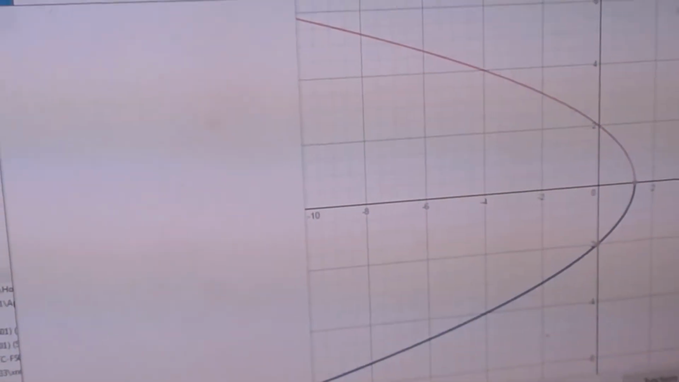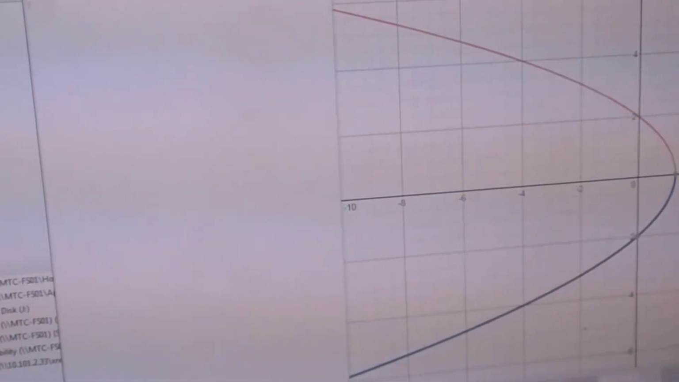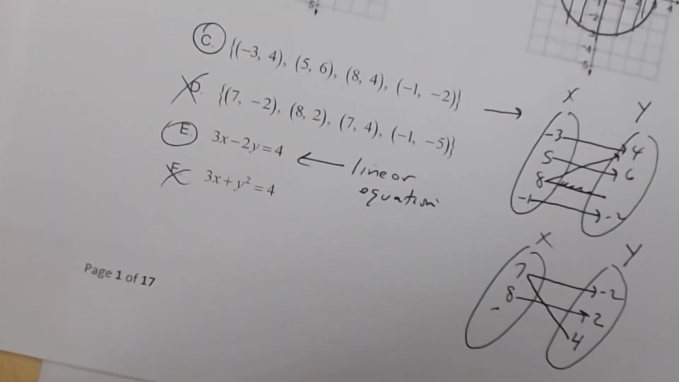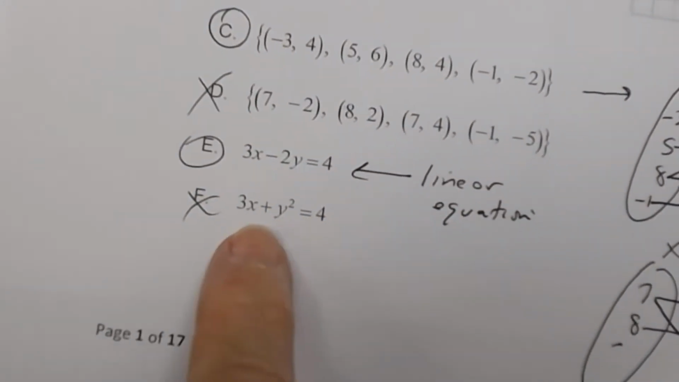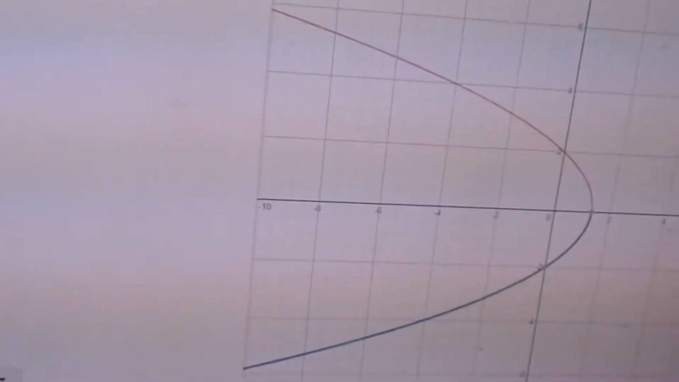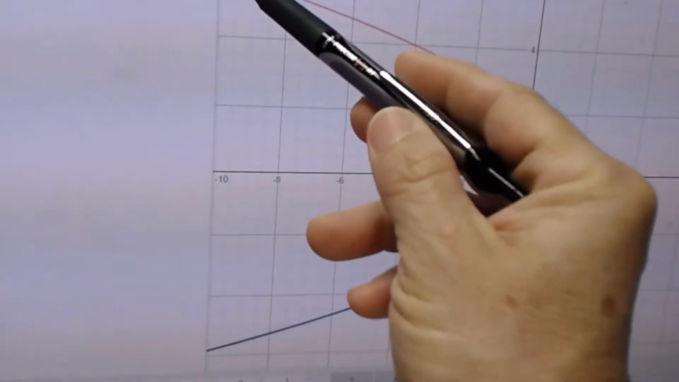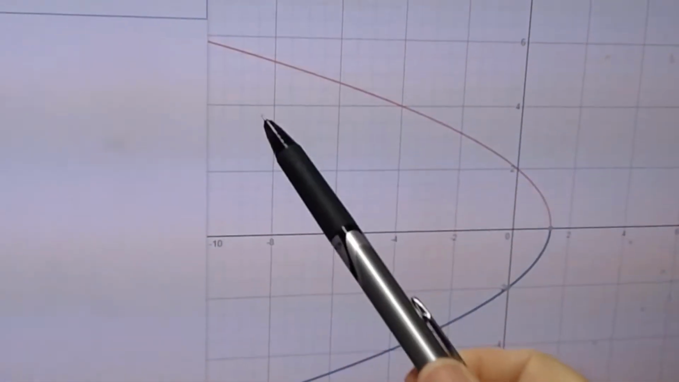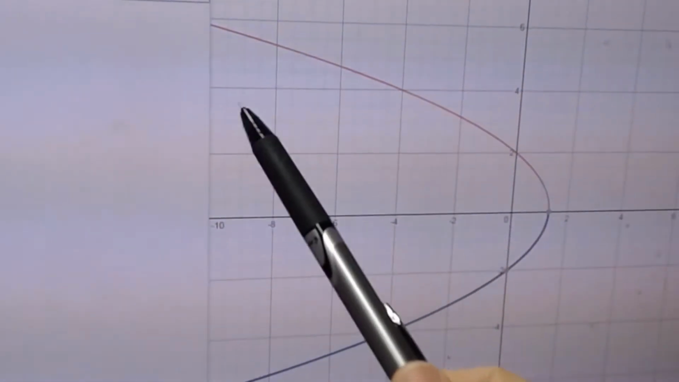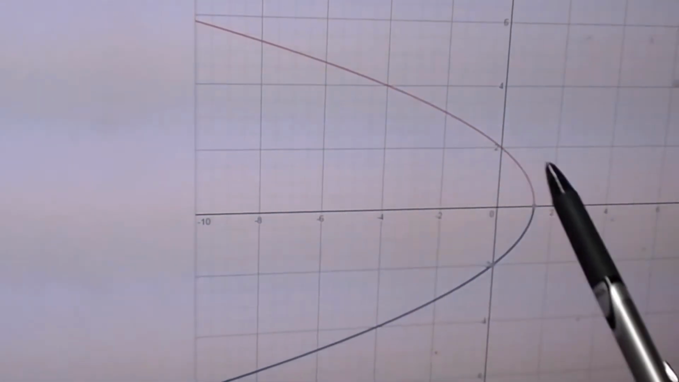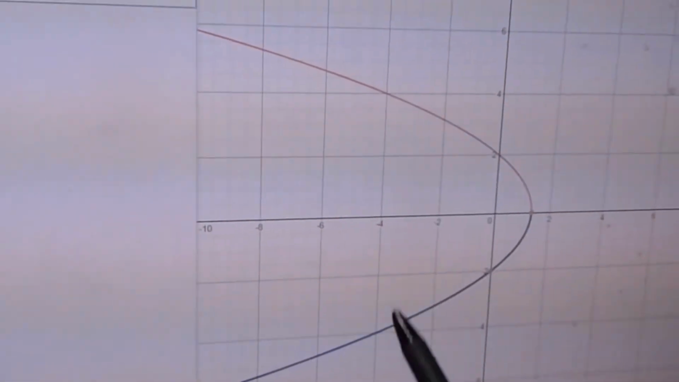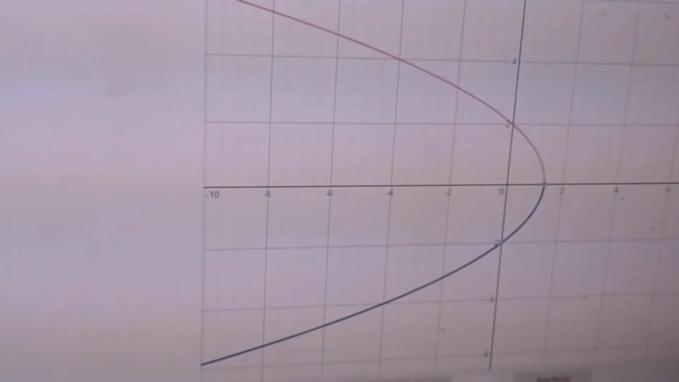Okay, so I just wanted to show you real quick the graph of this function right here. 3x plus y squared equals 4. Here's the graph right here. And so notice, now that's the graph. So yeah, using Desmos, I had to do this part and then this part. So that's the graph. And so notice it fails the vertical line test.